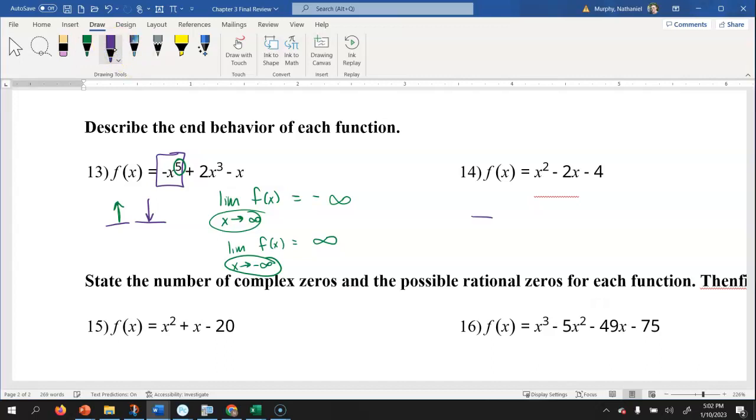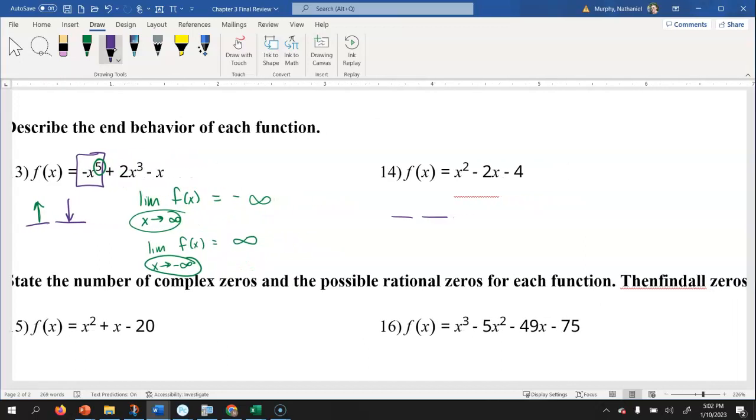So again, start with two blanks just to give us a template to follow. So this I see as positive, so the right side of the graph is going up. I see that this is an even exponent, so it's going to go in the same direction. So the limit on the right side of the graph is going up towards infinity. The limit on the left side of the graph also goes up towards infinity.